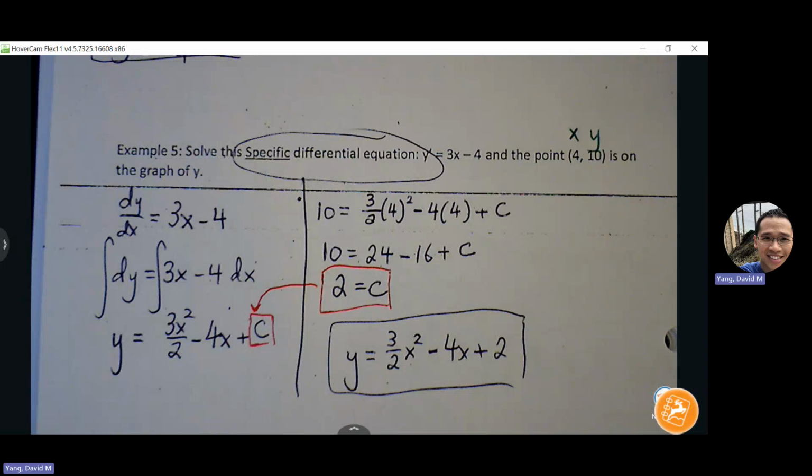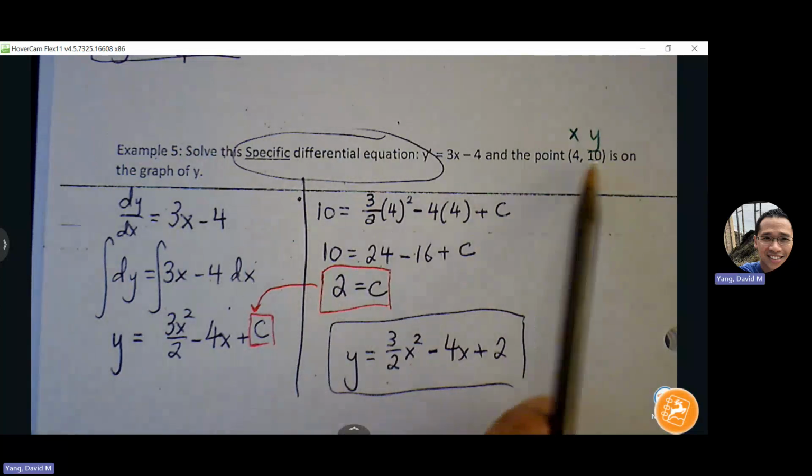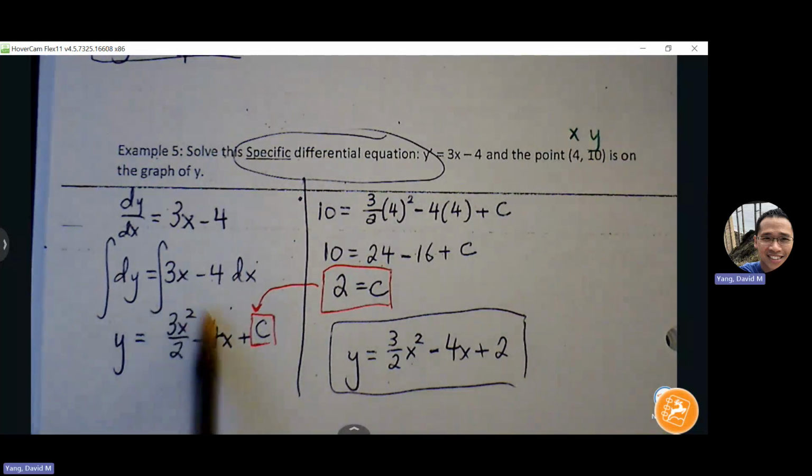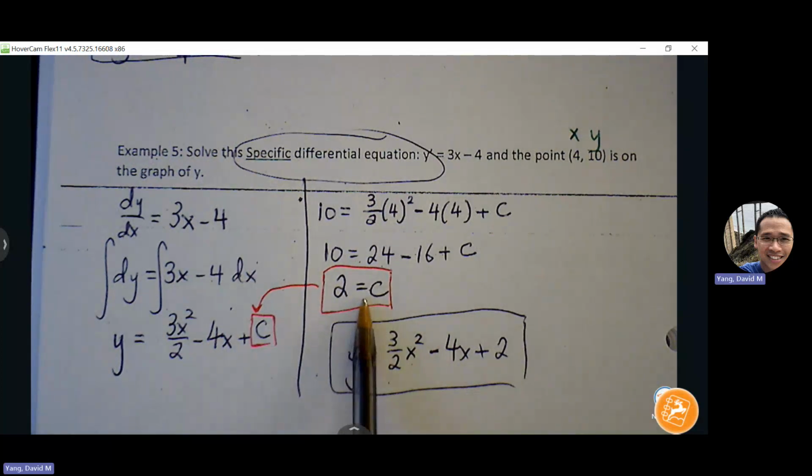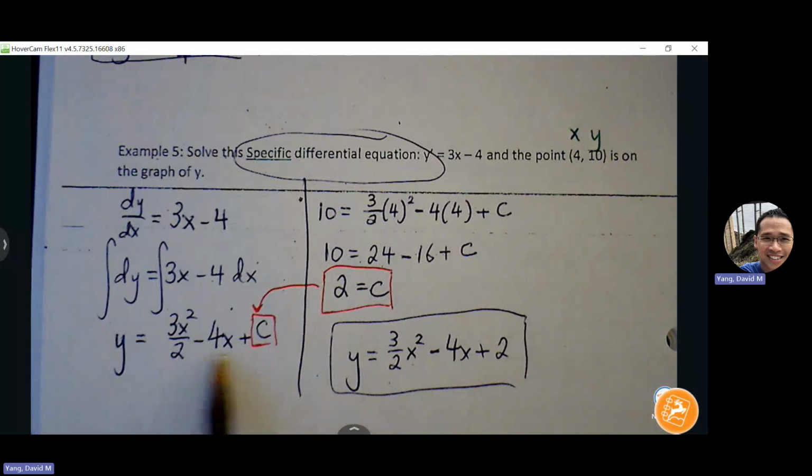Did you get 2 again? Oh, right. How do we get 2 again? So we took the ordered pair (4, 10). We inserted it into the x and y of the general equation, isolated c, and once we solved for c, we replaced the c back into the general equation. Okay. Any other questions?